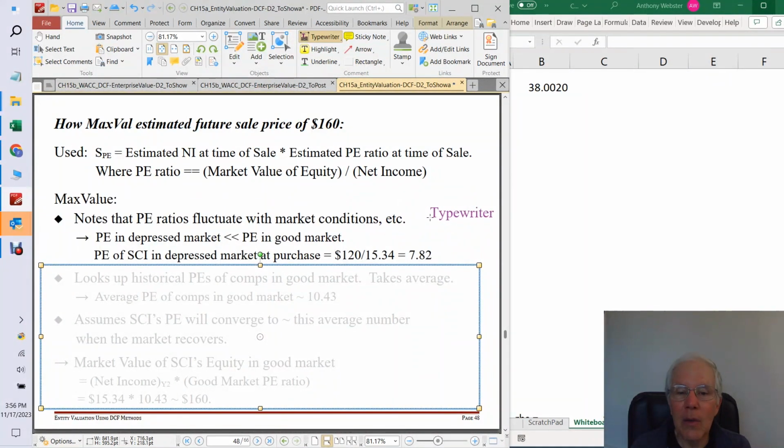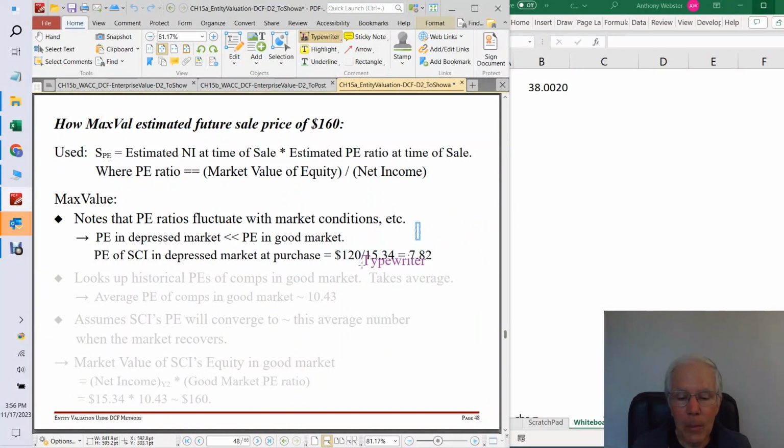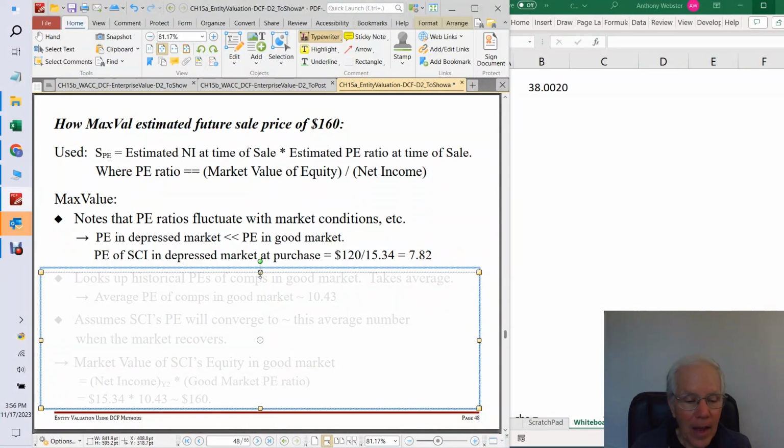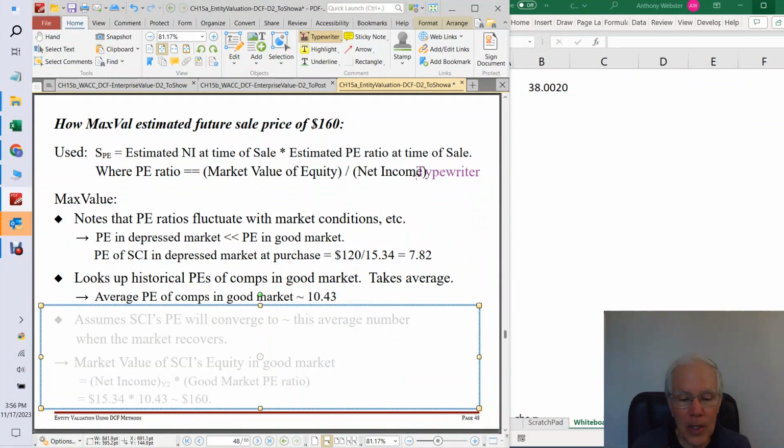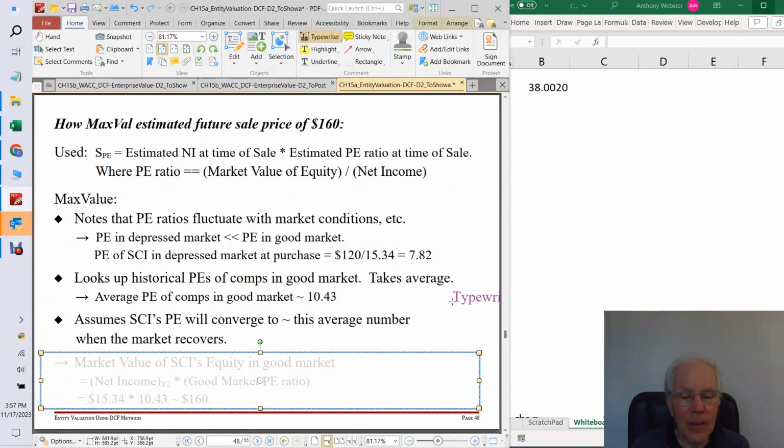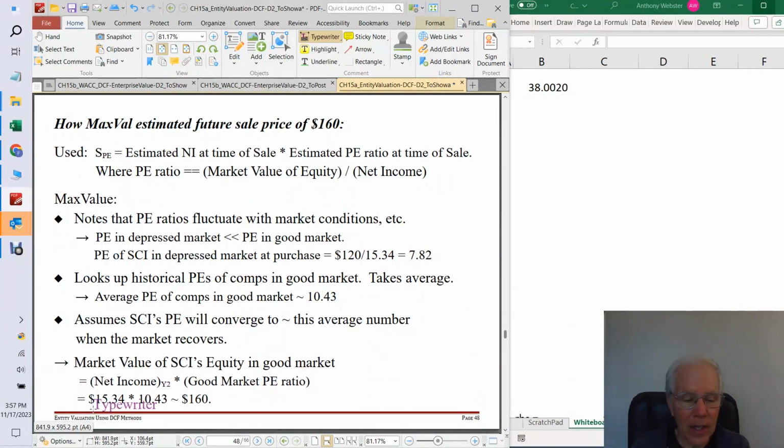Okay, so they note that these PE ratios fluctuate with market conditions, and they computed the PE in the current bad market conditions as 7.82. And then what they did is they looked up historical PEs of comps in a good market. This is something that investment banks do, and they have a database of this kind of stuff. So they take the average of the comps in a good market, and they got a PE ratio on average of a good firm like this in a good market, PE ratio of 10.43, and they assume SCI's PE ratio will converge to that. So now they've got everything they need. So they take the estimated net income in year 2, unchanged for a steady state firm, times the estimated PE ratio of 10.43, and that's where they get their 160 that they believe they can sell the firm for in 2 years.